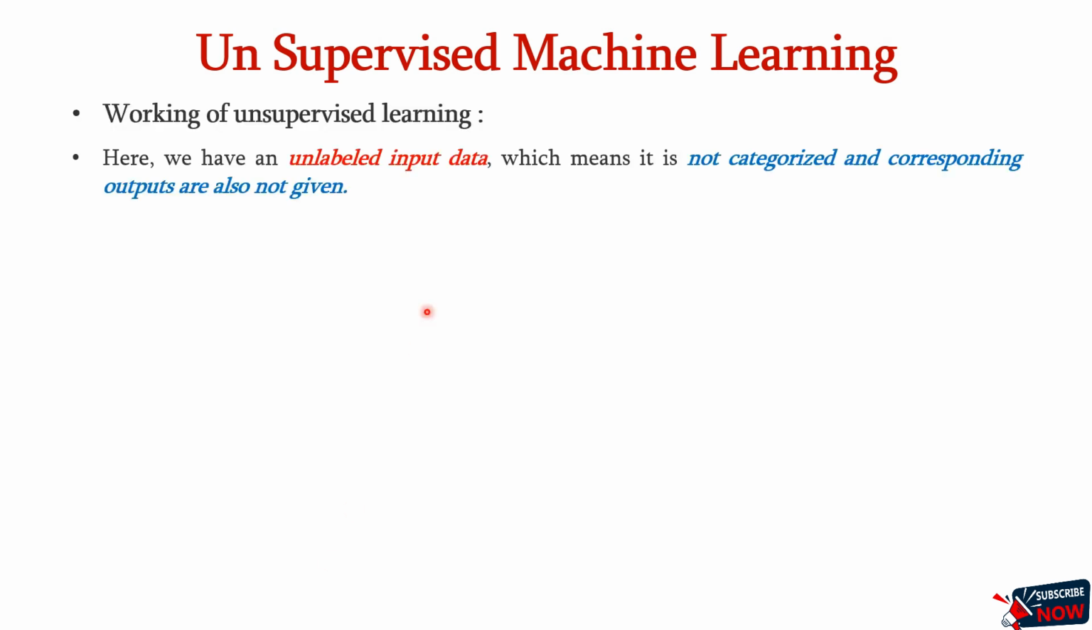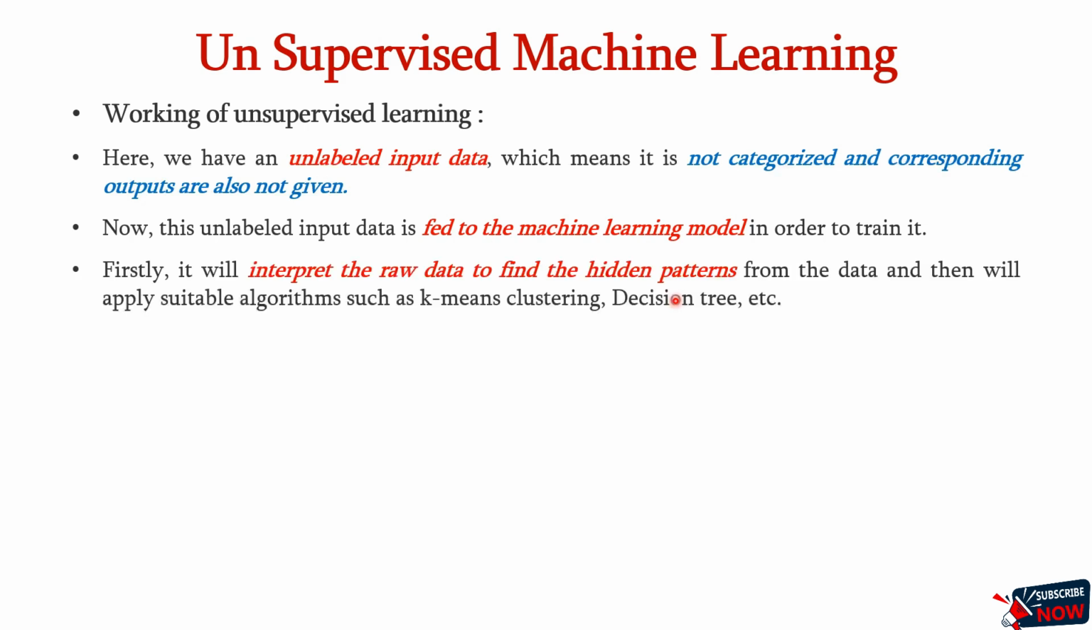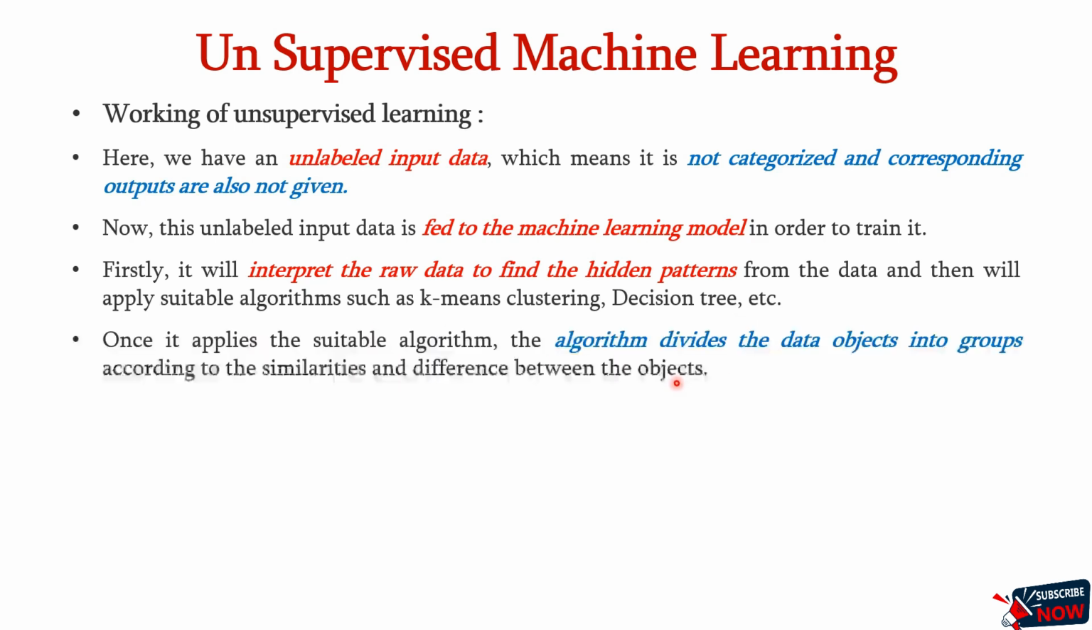Now let us see about the working of unsupervised learning. Here we have unlabeled input data, which means that it is not categorized and corresponding outputs are also not given. Now this unlabeled input data is fed to the machine learning model in order to train it. First it will interpret the raw data to find the hidden patterns, and then will apply suitable algorithms like k-means clustering, decision tree, etc. Once it applies the suitable algorithm, the algorithm divides the data objects into groups according to the similarities and differences that are available between the objects.